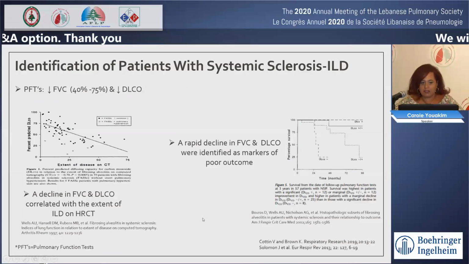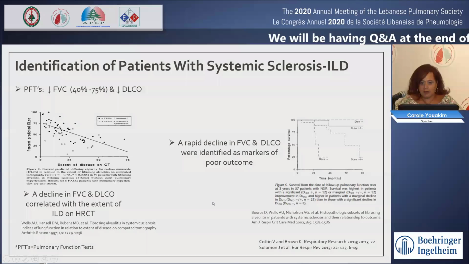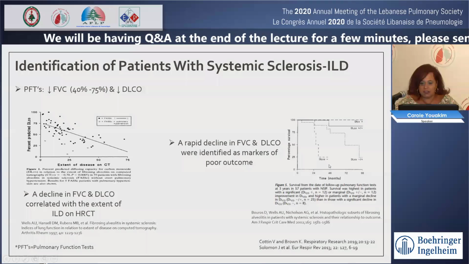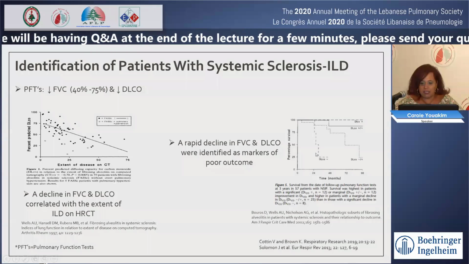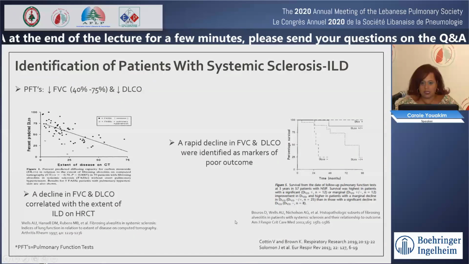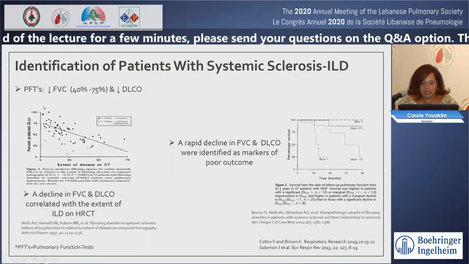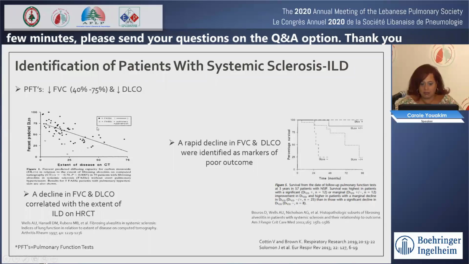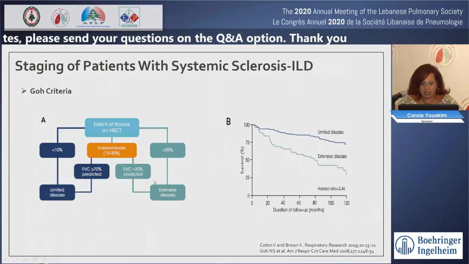Pulmonary function tests typically reveal the presence of a restrictive pattern with a decrease in FVC and DLCO, and a rapid decline in FVC and DLCO were identified as markers of poor outcome. Here you can clearly see that the rapid decline of DLCO was associated with a decrease in survival in patients with systemic sclerosis ILD. Moreover, a decline in FVC and DLCO correlated with the extent of fibrosis on HRCT.